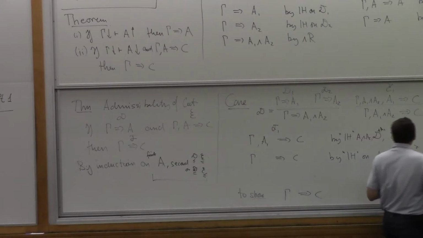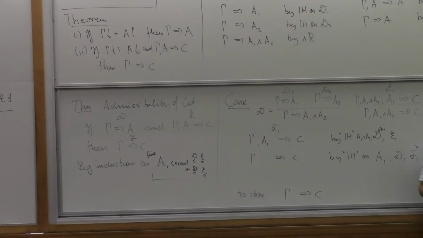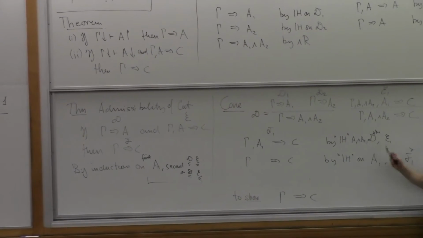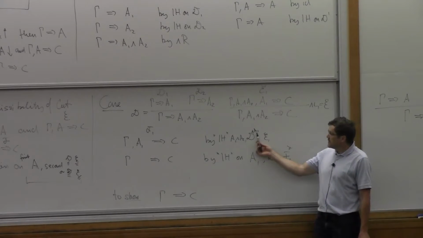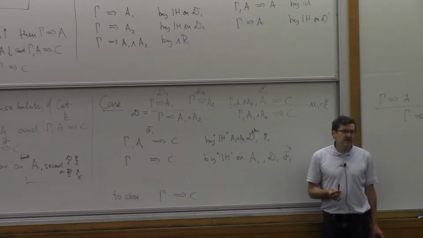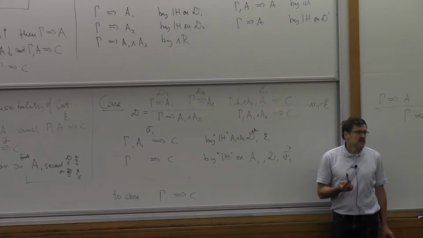So the only question is, can we add A1 to D and still apply the induction hypothesis to that? If you count the size of the proof, let's say by the number of inferences in it, you'll see that if you add this assumption there and you never use it, the proof is still the same, right? So the size of it doesn't change.